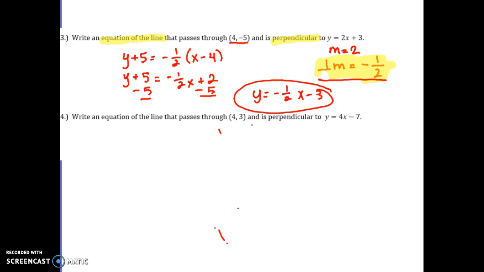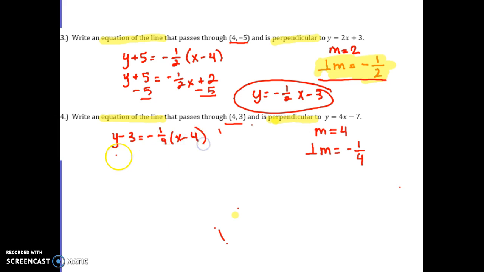Just start me back up again when you finish. All right, so now that you finished that, we're writing an equation of a line, and it's going to be perpendicular. This slope is 4. My perpendicular slope is going to be the negative reciprocal, so it's -1/4. I'm going to use that new slope with that point. y minus 3 is equal to -1/4 times x minus 4.